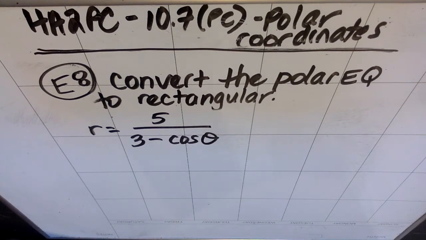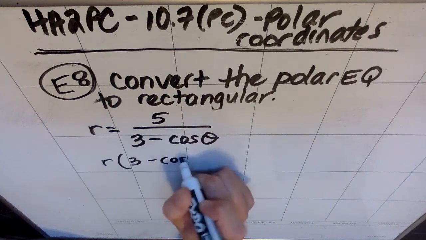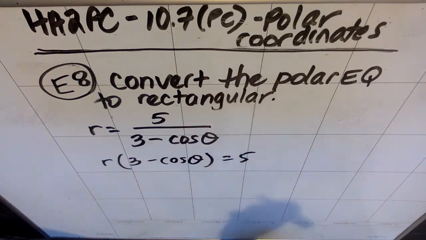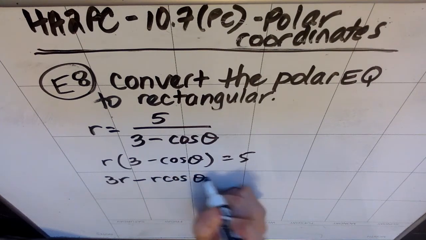So remember, your entire job is to replace all the r's and the thetas with x and y stuff. Just like we saw in E7c, if you have a fraction and it's stressing you out, the best thing you can do is multiply this denominator over first. So you're going to have r times this 3 minus cosine theta equals 5, and then you should distribute the r. So you're going to have 3r minus r cosine theta equals 5.